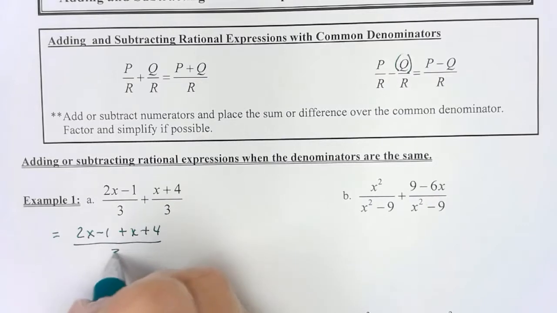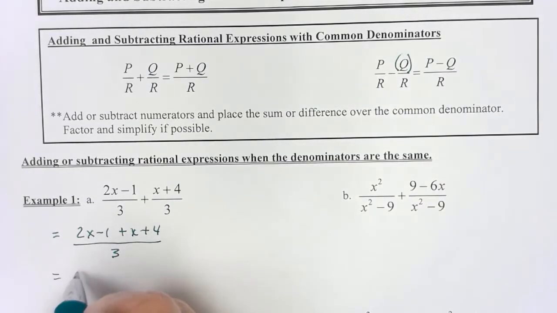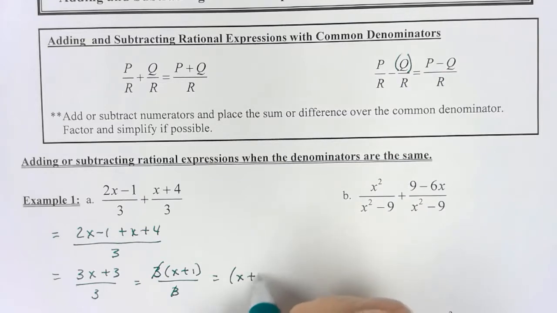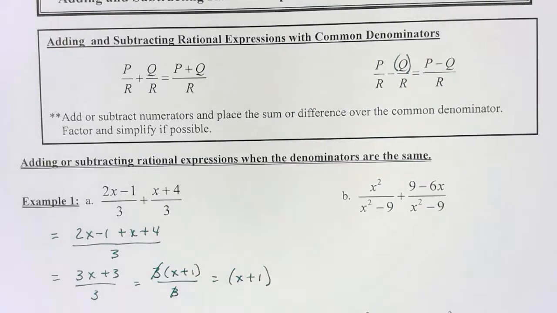Addition normally will not get you. If I combine like terms, I did say you're going to have to reduce. I'm going to factor out a 3. My answer in this problem is x plus 1, with or without the parentheses.